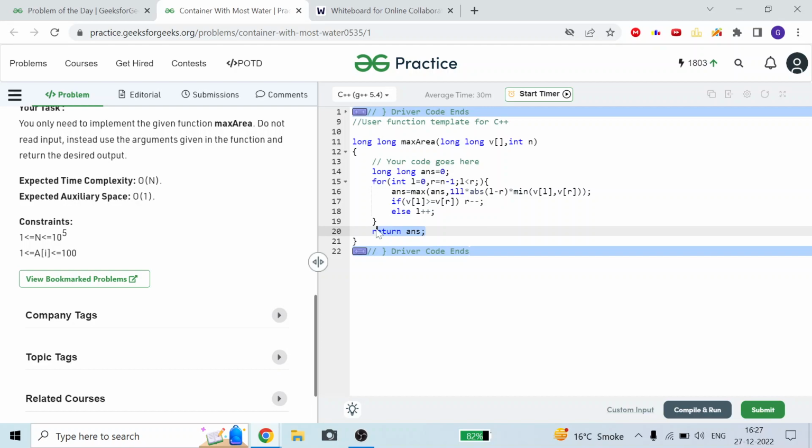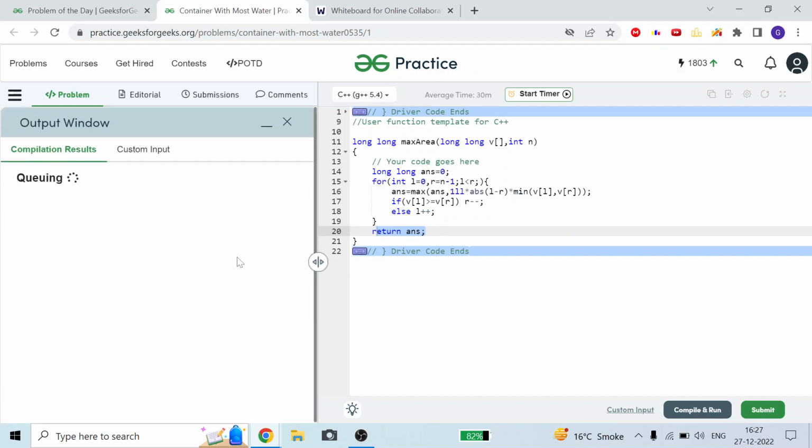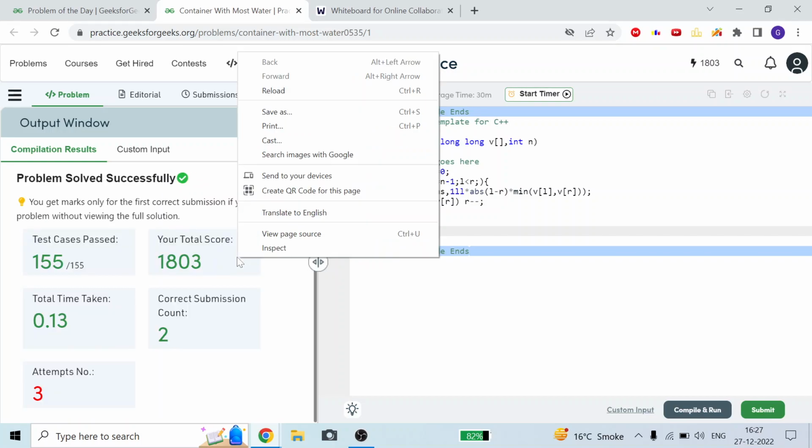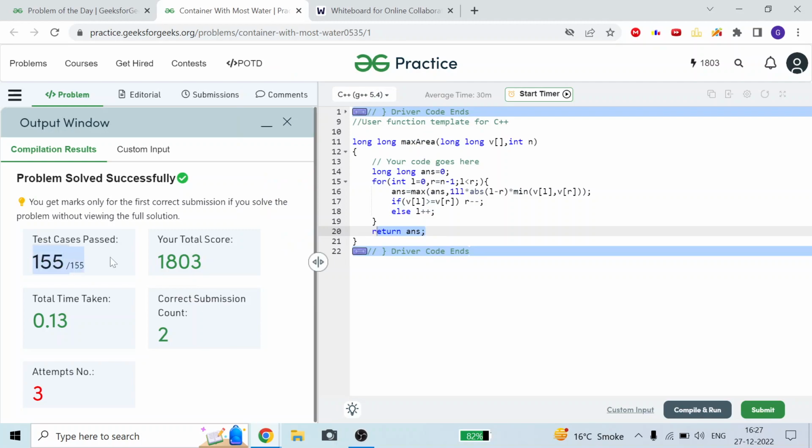And at last, I will just return my answer. So this is a simple approach, just a 5 or 6 line code. 6 lines actually. So guys, you can see all the 150 test cases passed. I hope you all understand the problem.